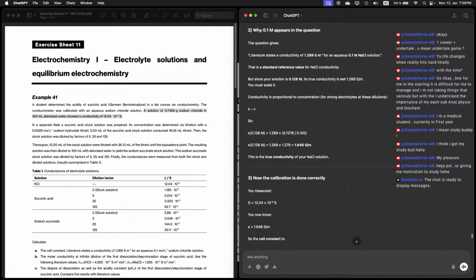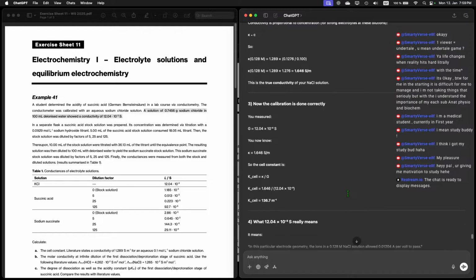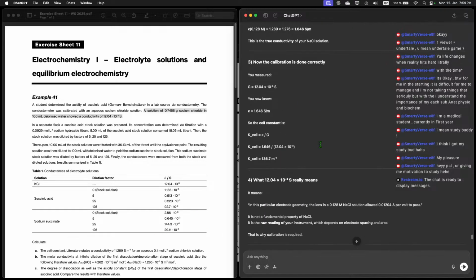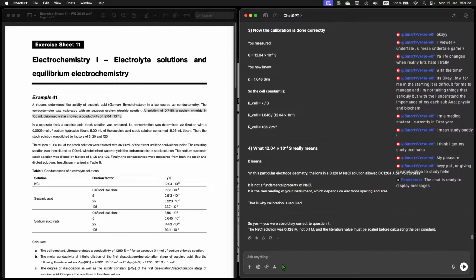Now the calibration is done correctly. What? This is why calibration is required. Yes, you're absolutely correct to question it here. No.